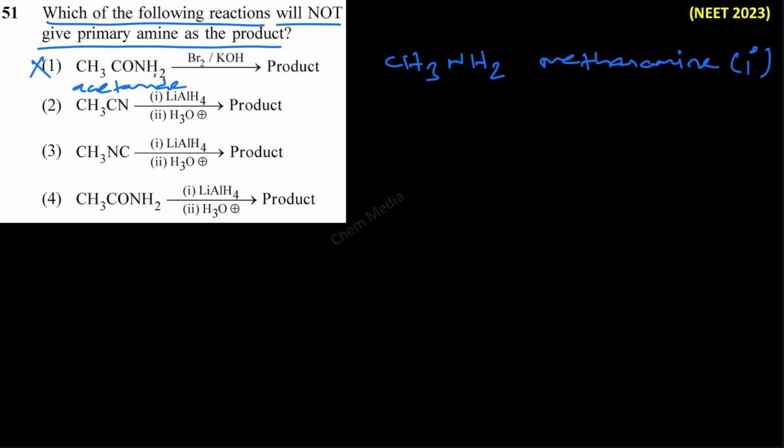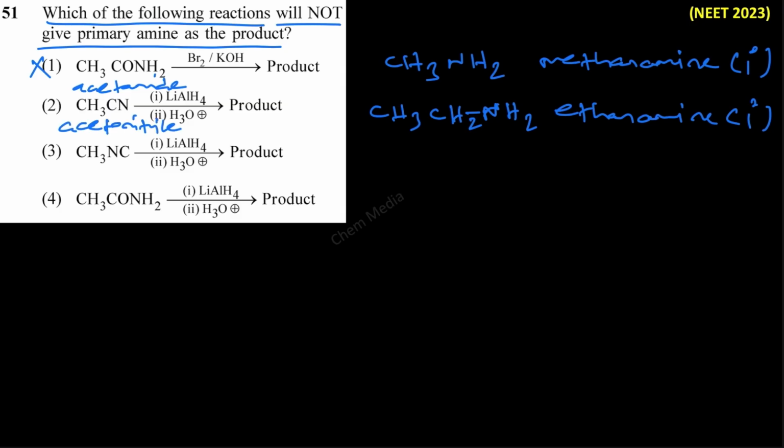In the case of 2, we are treating acetonitrile with lithium aluminum hydride followed by acidic hydrolysis. We know that lithium aluminum hydride is a very powerful reducing agent. Therefore, here we would get ethylamine or ethanamine, which is also a primary amine because the nitrogen atom is directly connected to only one carbon.